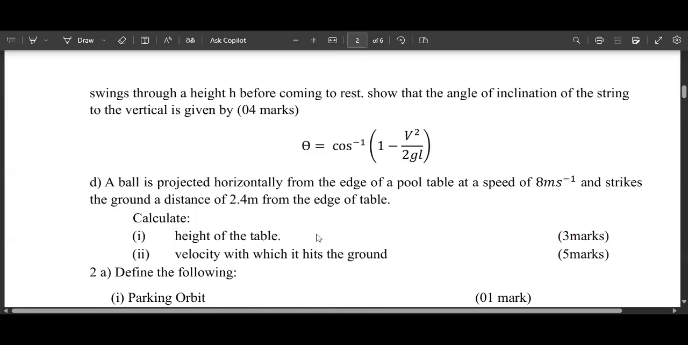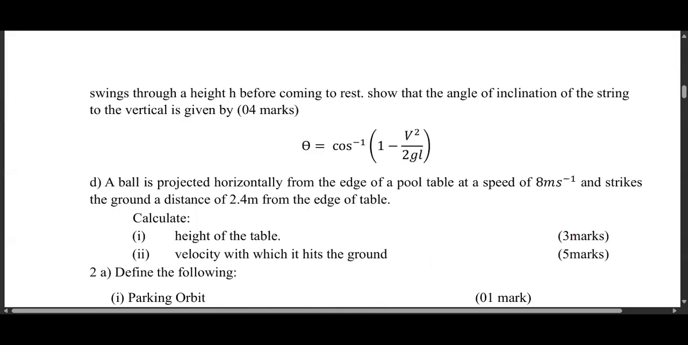it is part D. Part D, they are saying a ball is projected horizontally from the edge of a pool table at a speed of 8 meters per second and strikes the ground a distance of 2.4 meters from the edge of the table. They want us to come up with the height of the table, velocity with which it hits the ground. So for this case, we have our ball is projected horizontally at that velocity, and it covers a distance of 2.4 meters from the edge.